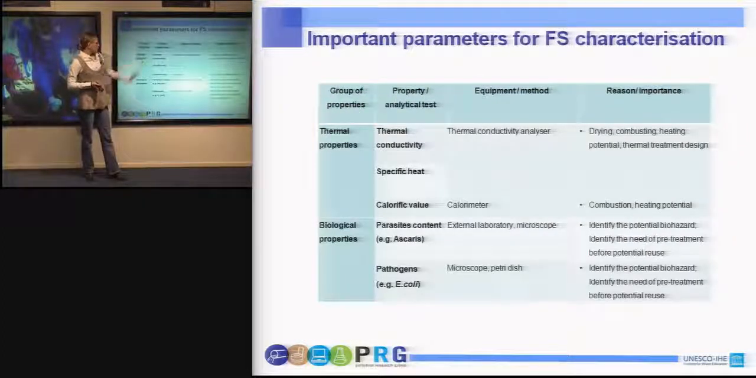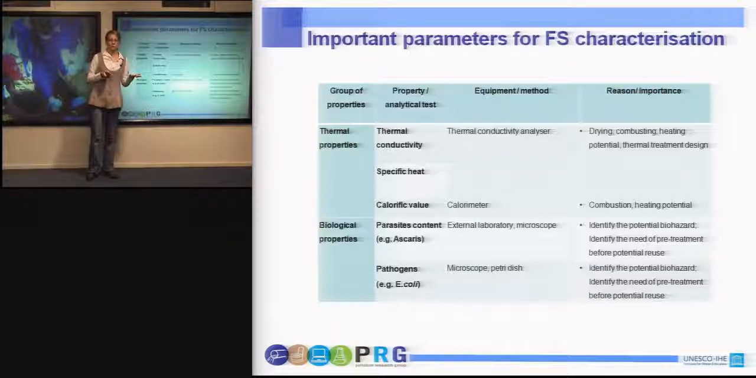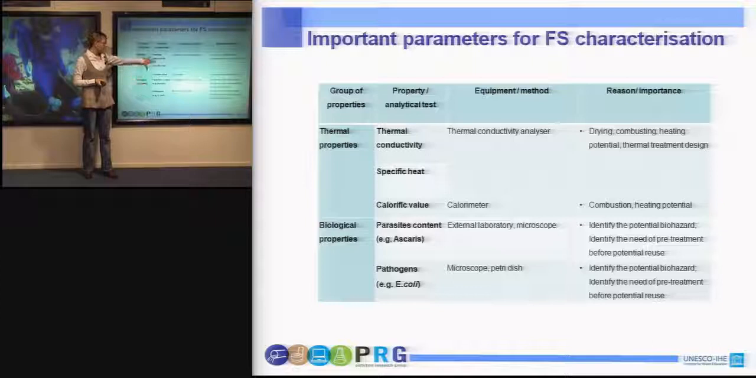The next group is thermal properties. They're mainly important for thermal treatment processes or design facilities, for processing such as combustion, heating, and drying. Here we have incorporated thermal conductivity, specific heat, and calorific value.